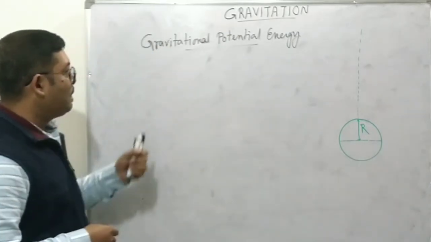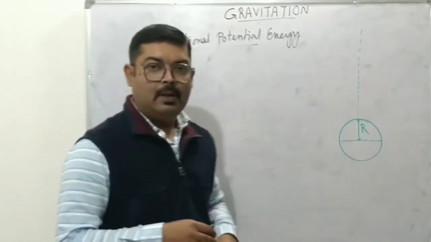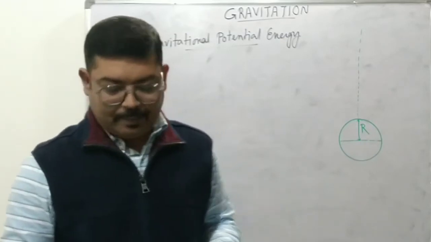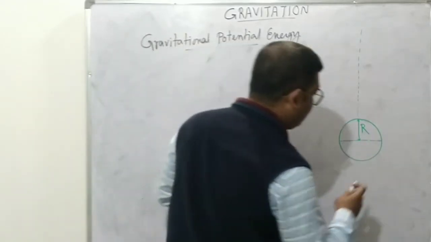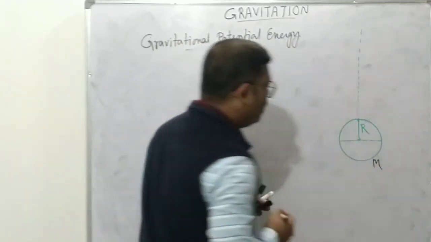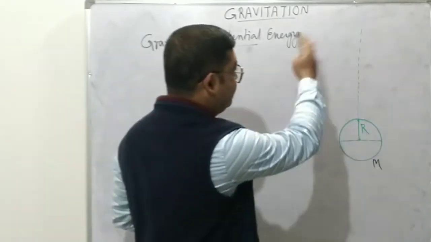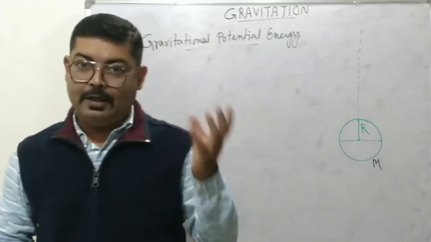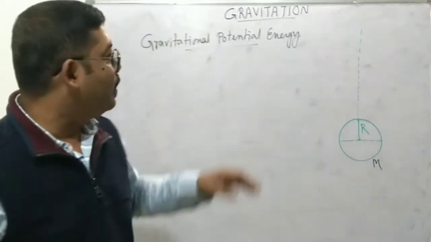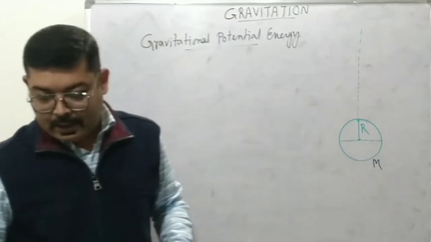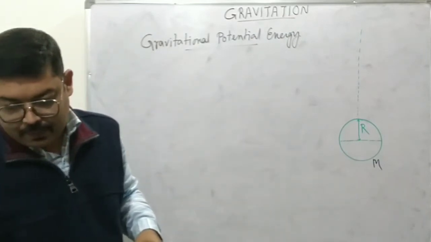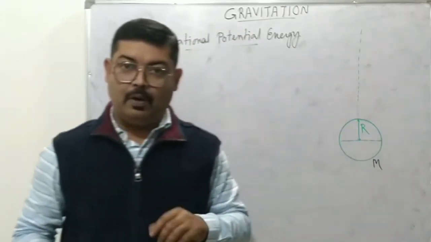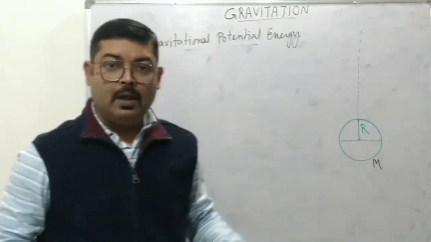Now let's say we have a massive object which has a mass of, say, capital M. So there will be a field around it, and at every point of the field there will be intensity. If you put a unit mass, what will happen? It will be accelerated towards the center, right? Center in the sense of the center of the object or this massive body.